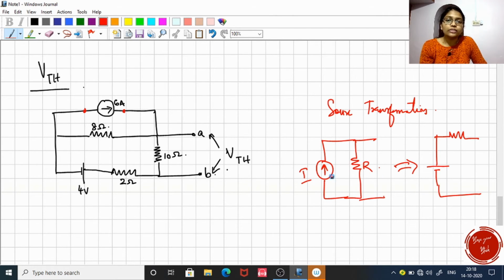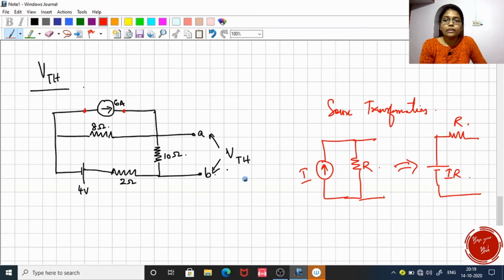The current source which is in parallel to the resistor can be converted to a voltage source which is in series to the same resistor R. And what is the value of this voltage source? It is just I into R. Just multiply them, get the voltage value, place a cell equivalent to that value, and place the resistor in series to the voltage source.